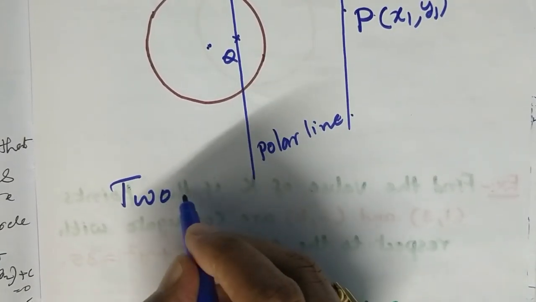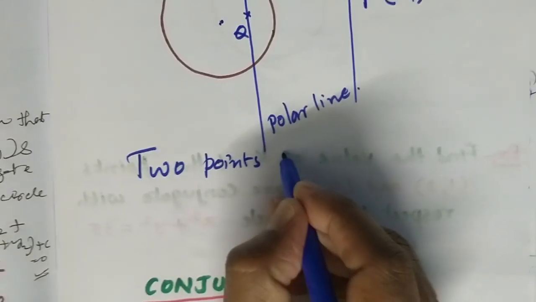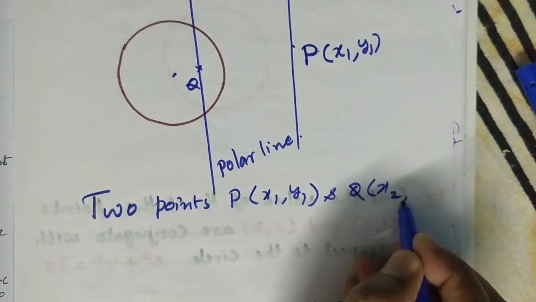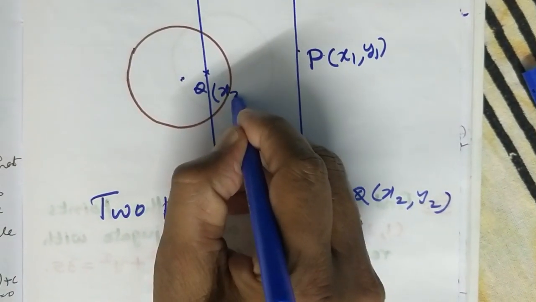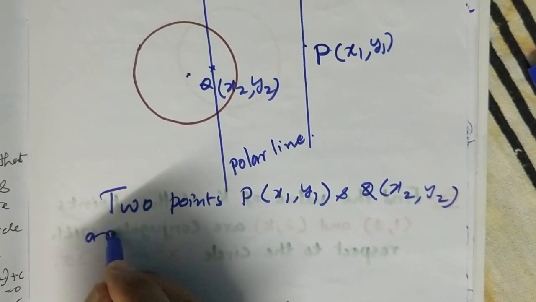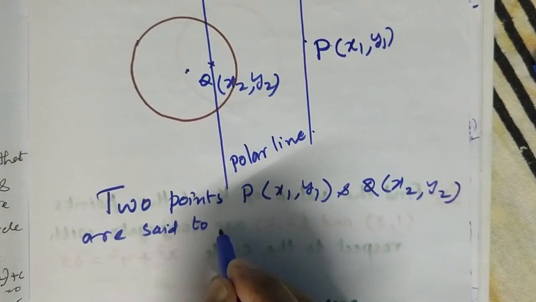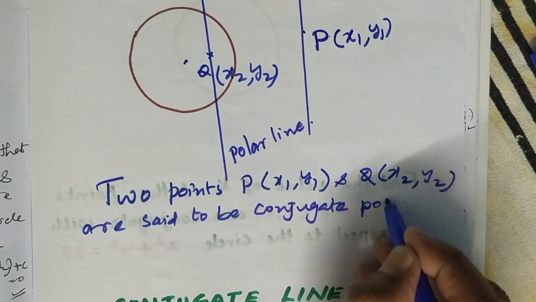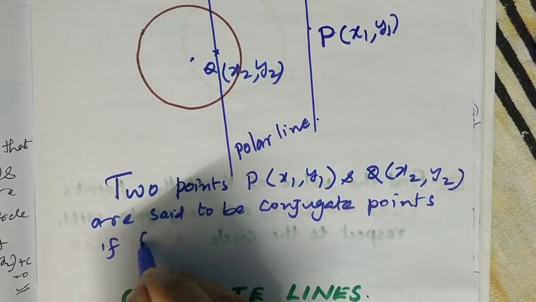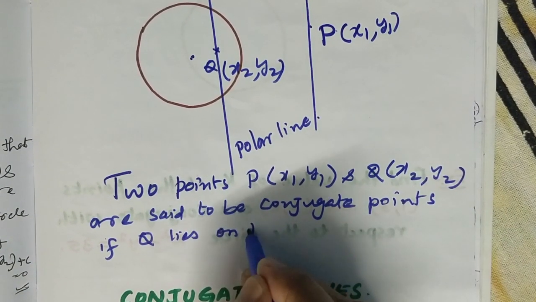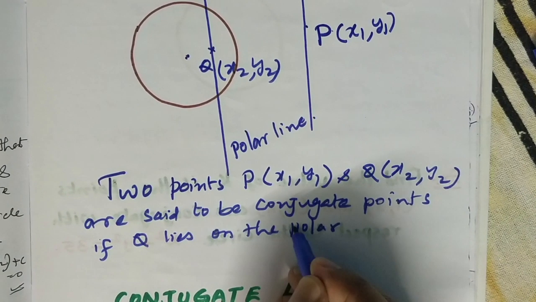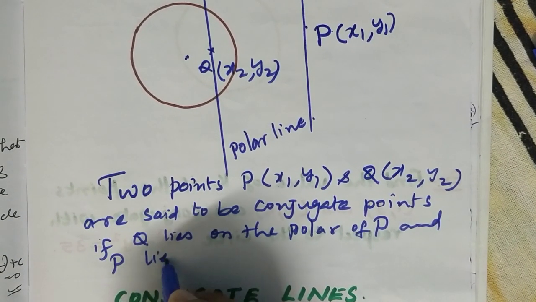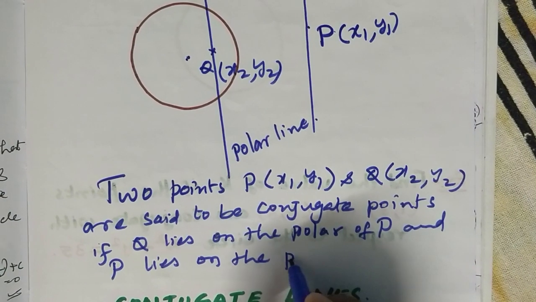Take the definition. Two points P (x1, y1) and Q (x2, y2) are said to be conjugate points if Q lies on the polar of P, and P lies on the polar of Q.